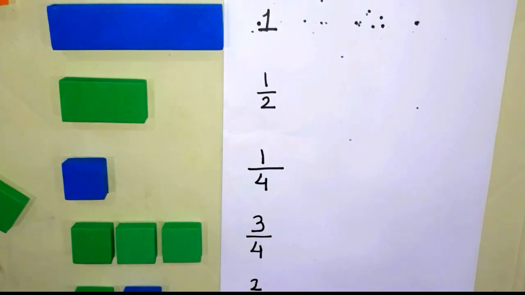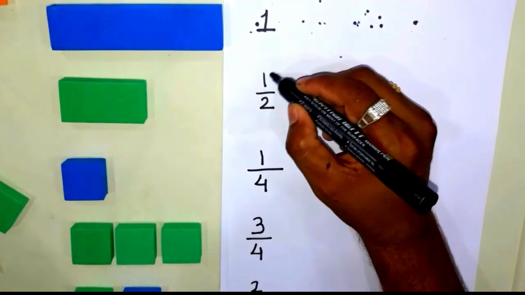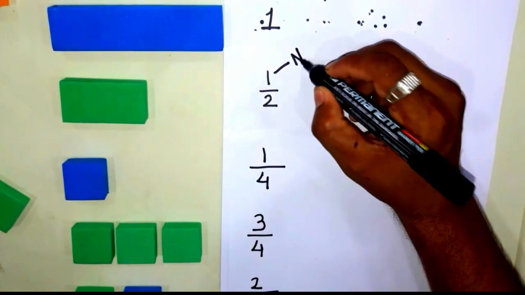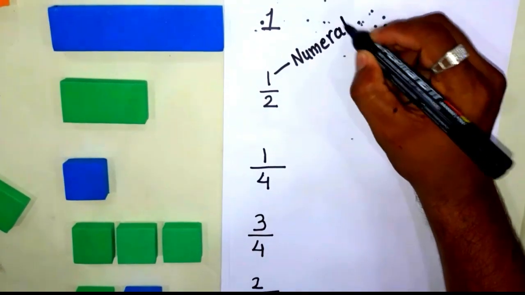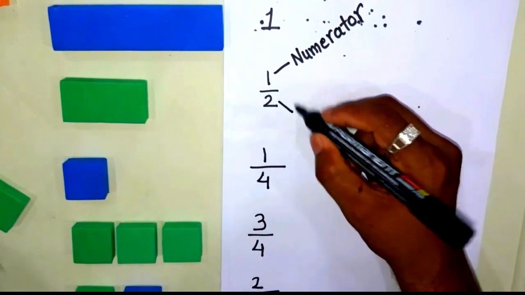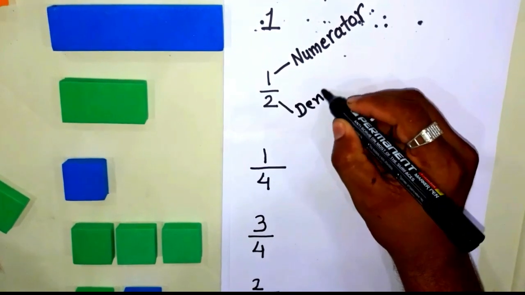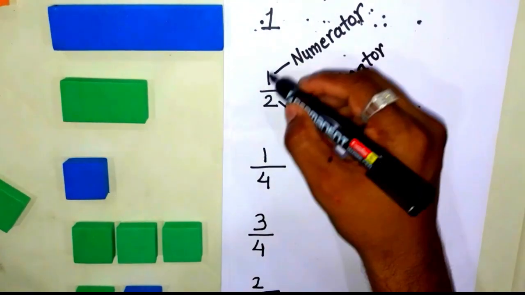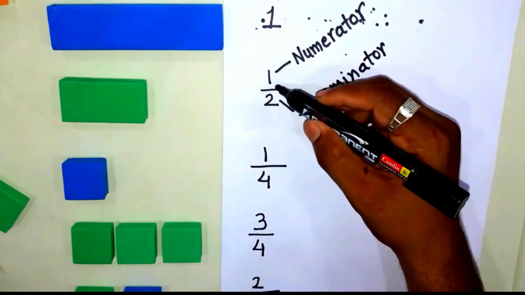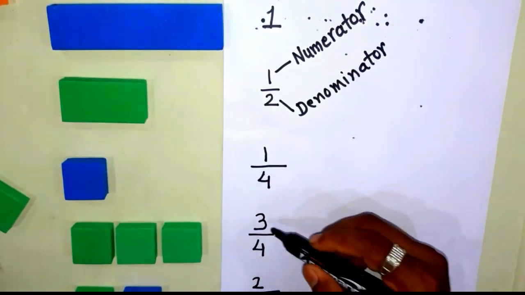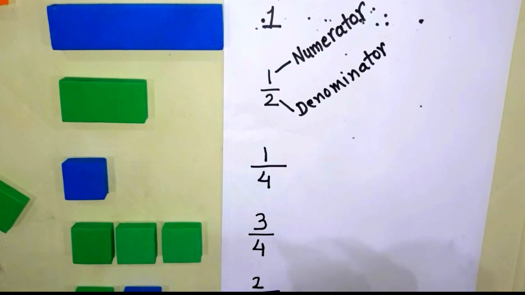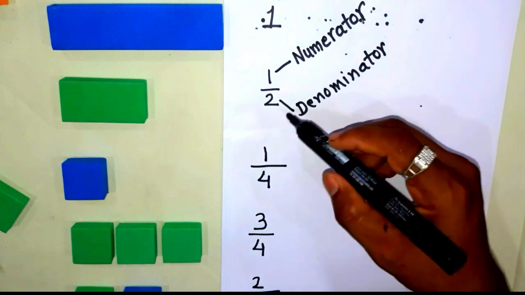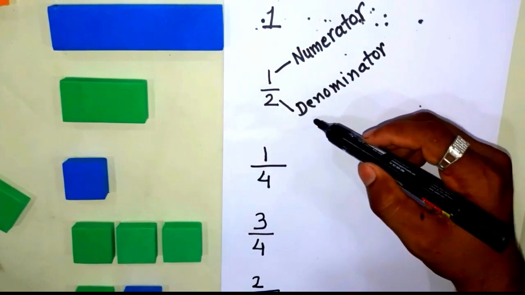Now remember, the top portion of the fraction is called the numerator, and the bottom part of the fraction is called the denominator. So in all the fractions you can see it's a whole 1, it's 1 upon 2, it's 1 upon 4, it's 3 upon 4, it's 2 upon 4. Now the upper part or the top part is called the numerator, and the lower part or the bottom part is called the denominator.